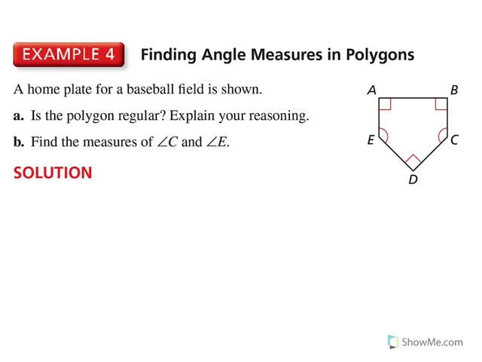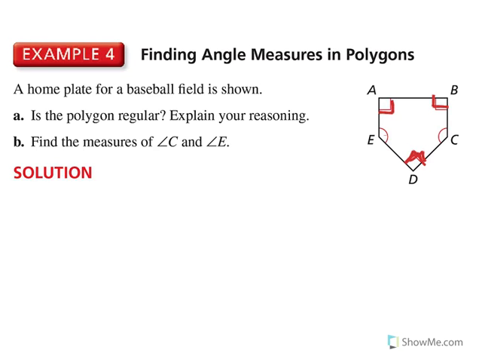So if we move on to example 4, we have a little bit of a different type of problem here. We have a home plate for a baseball field shown. It asks us, is the polygon regular? So first, I know 3 angles are 90 degrees. I have these right angles here. And so I need to find out if these other 2 are going to be 90 as well.